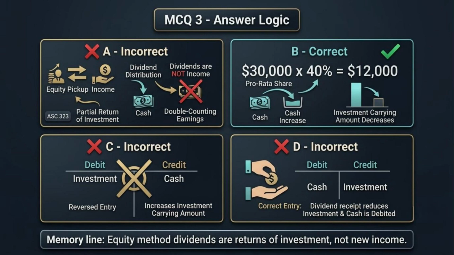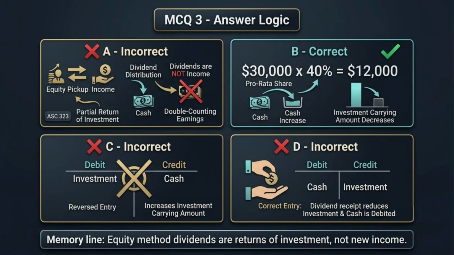Meridian debits cash for $12,000 and credits investment in Harbor for $12,000. Option A is wrong because crediting dividend income would double count earnings already recognized through equity pickup. Option B is correct because $30,000 times 40% equals $12,000 and the dividend reduces the investment carrying amount. Option C is wrong because the entry is reversed.